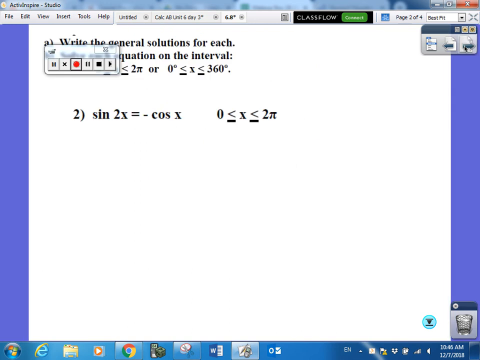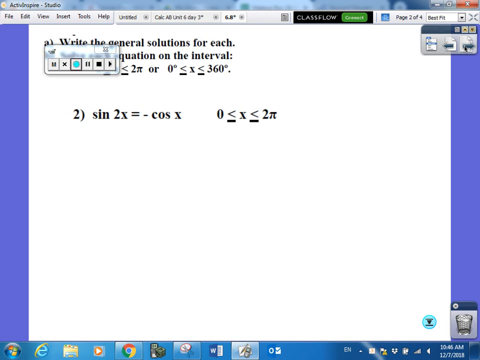All right, sine 2x equals negative cosine x. Now yesterday we had a problem like this, sine 2x equals negative 0.21. It was a calculator problem. Then number 3 or 4 was sine 2x equals root 3 over 2. We can do that. But now it's sine 2x equals negative cosine x. So now it's a different problem.